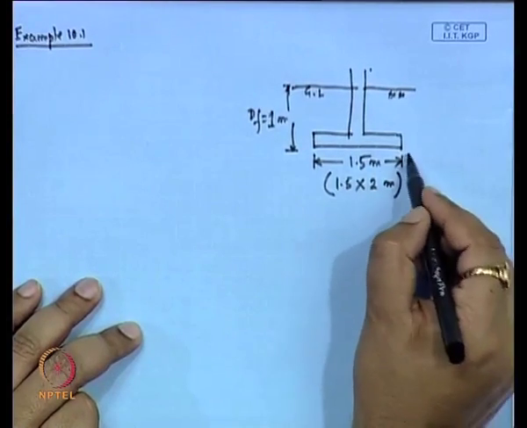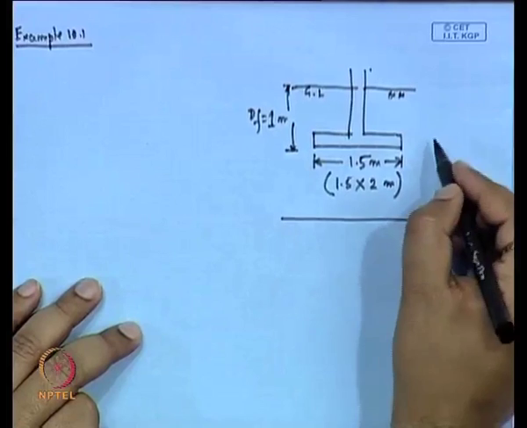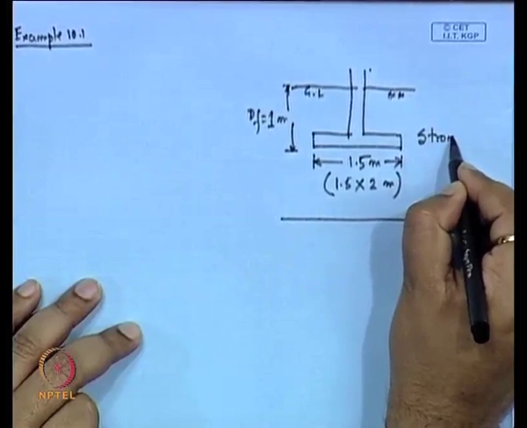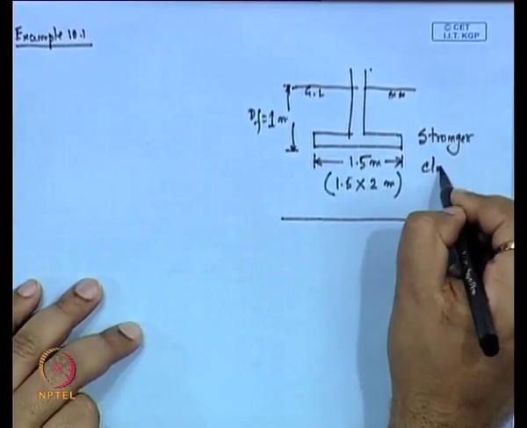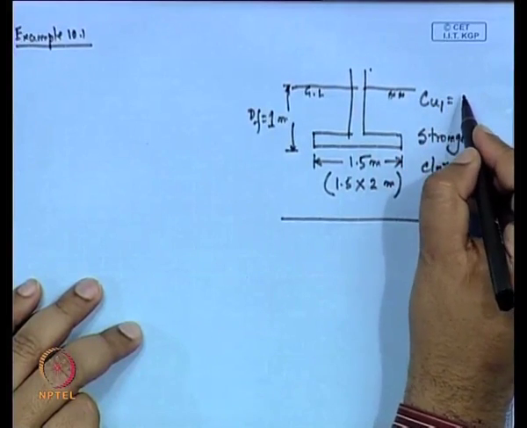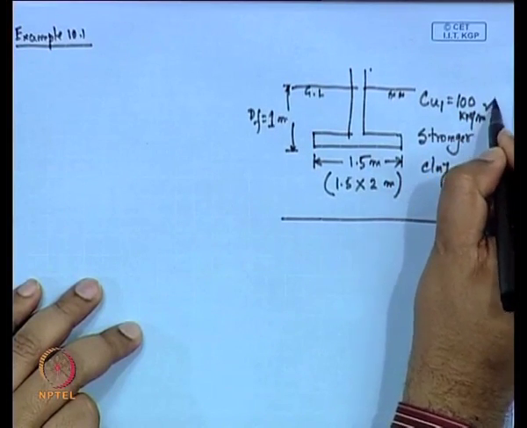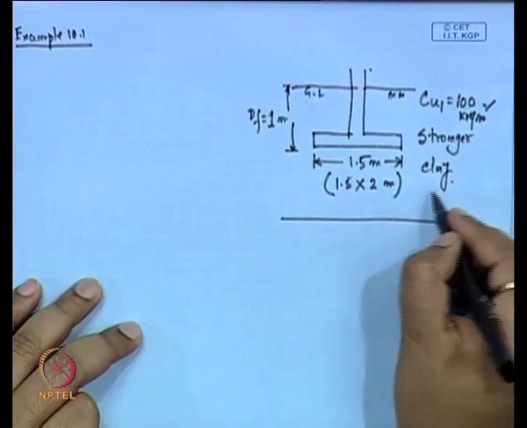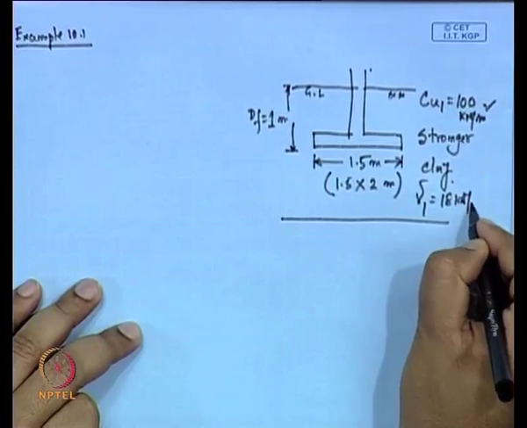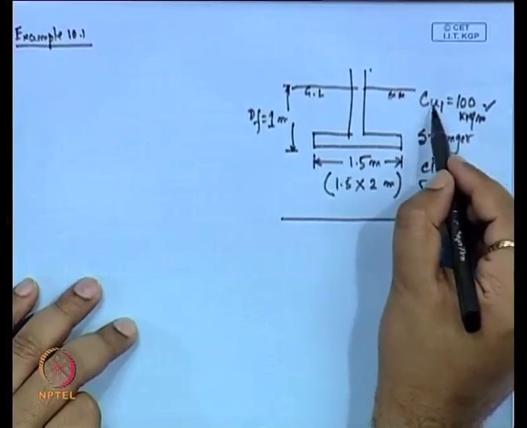Now, this footing is placed on a layer which is stronger clay, whose Cu1 is equal to 100 kilonewton per meter square and gamma 1 is equal to 18 kilonewton per meter cube. Gamma is the unit weight of the soil, Cu is the cohesion of layer 1.